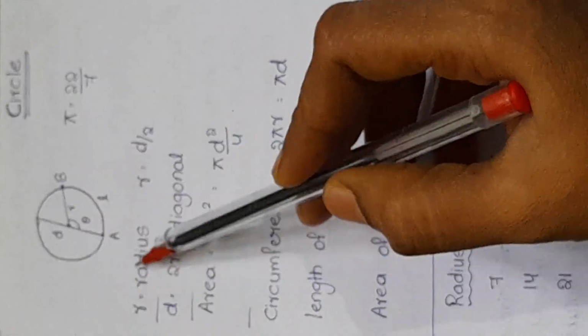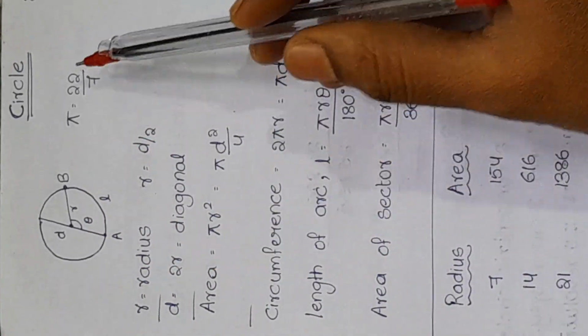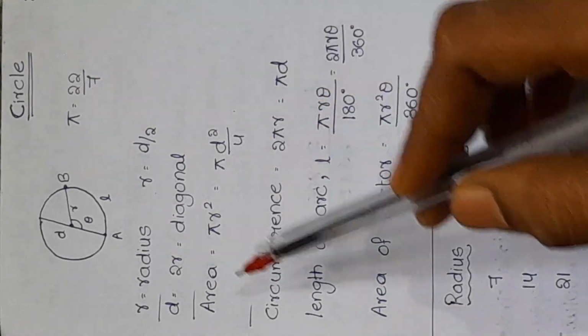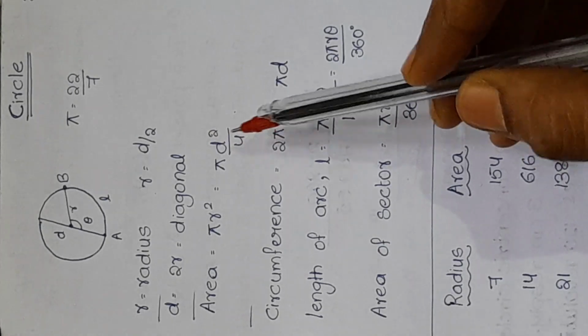Here R is the radius, diameter is 2r. R can be written as d by 2. The value of pi is 22 by 7. Area of the circle is pi r square. This also can be written as pi d square by 4.